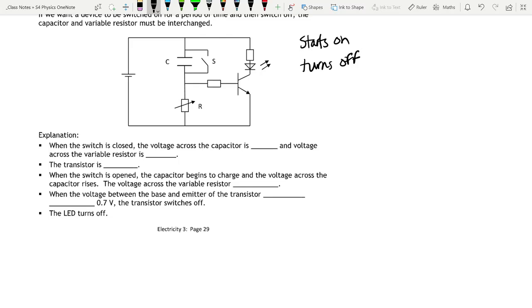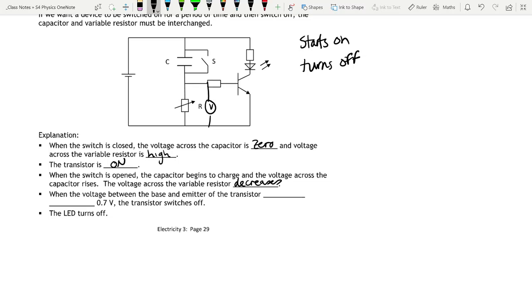When the switch is closed, the voltage across the capacitor is 0. And the voltage across the variable resistor is basically the supply voltage, so it's high. So remember, we're always looking at the voltage here. So at the start, that voltage across the variable resistor is high, the transistor is on, so the LED is on. As soon as that switch is opened, the capacitor begins to charge and the voltage across the capacitor rises. The voltage across the variable resistor, therefore, decreases.